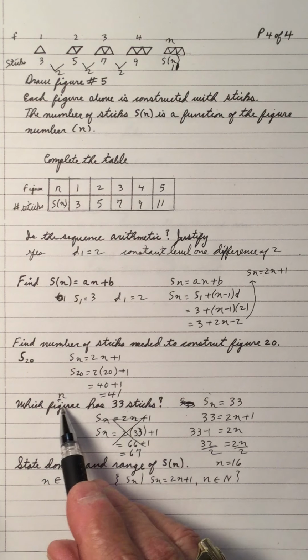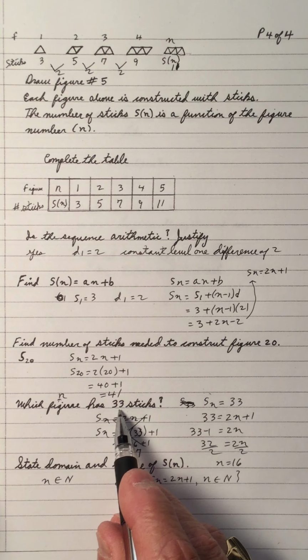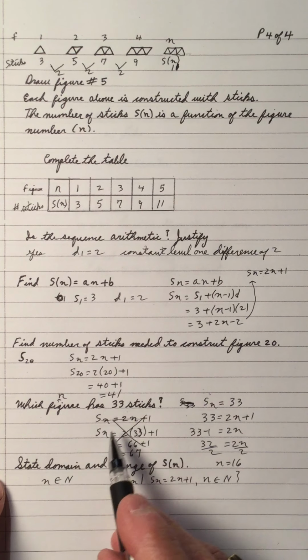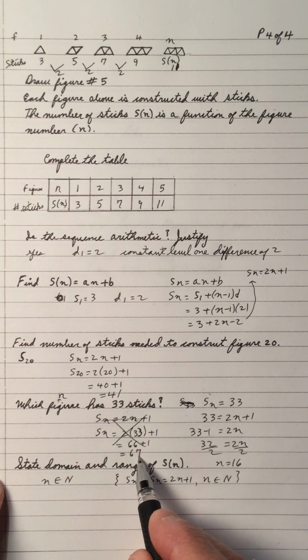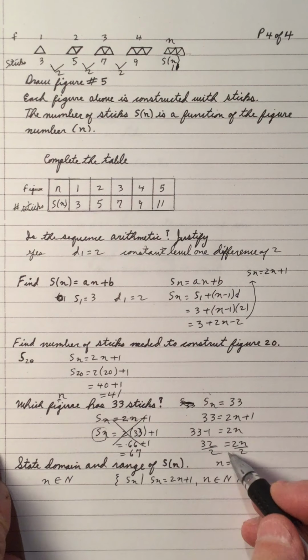So be careful with the confusion here. The figure is n, and this is Sn. Because if you put it like I did, you get 67, you get number 6 is 67. So this is wrong. This is the correct way.